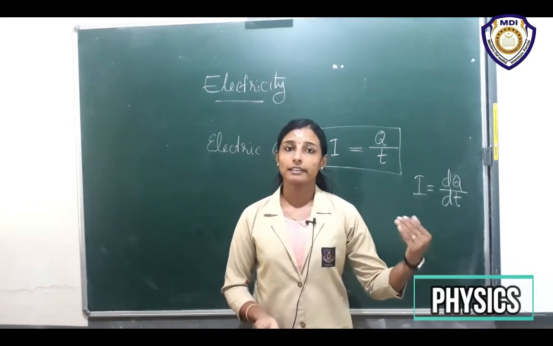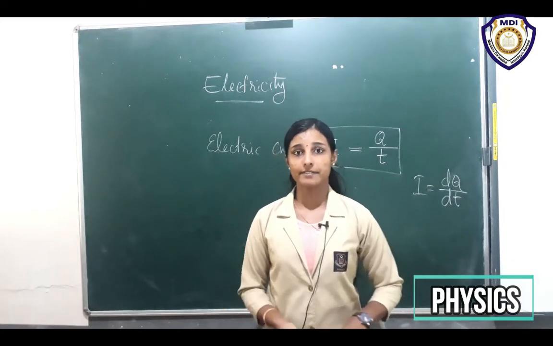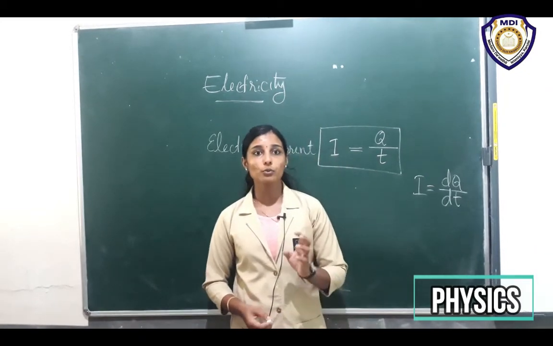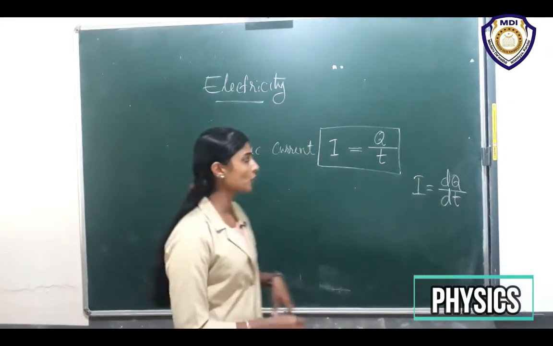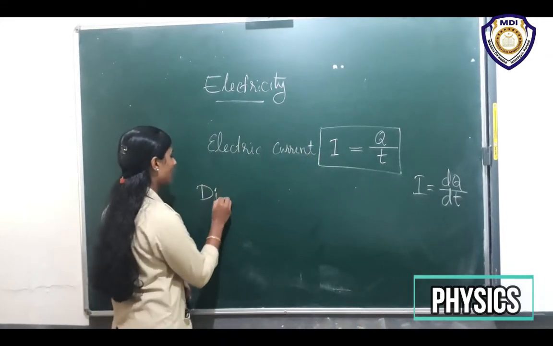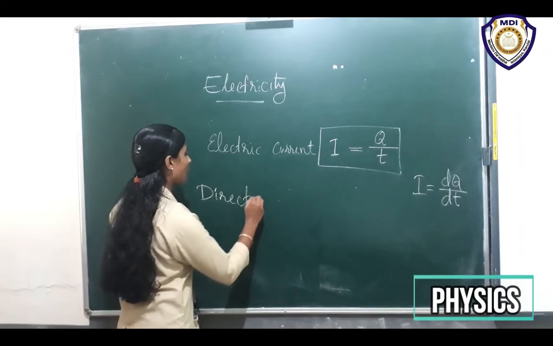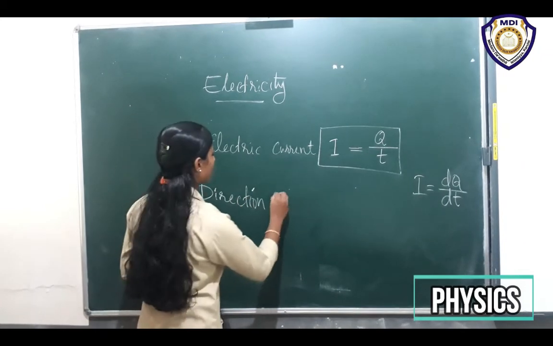So there is a positive terminal and a negative terminal, right? Now you have to know the direction of current. Direction of current, we can actually have two directions.